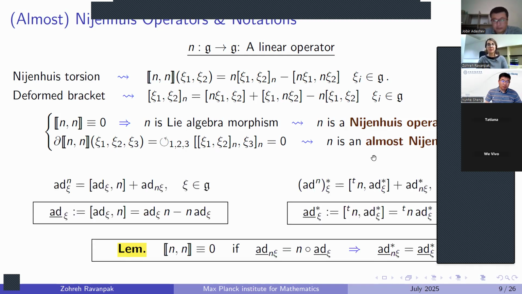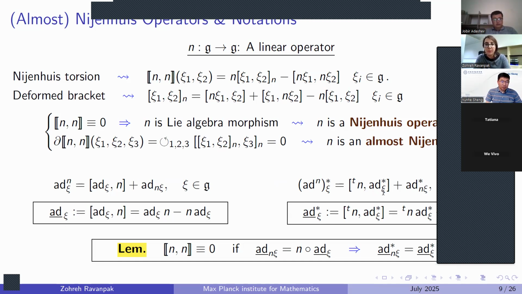I would like also to mention some notation that we will see during the talk. We can write the adjoint representation of the deformed Lie algebra in terms of this commutator of the linear map, the adjoint representation of the initial Lie algebra, and N, plus an extra term. For simplicity, I write this commutator by ad underline. So whenever we see ad underline, I mean the commutator of these two linear maps. And these here are just the coadjoint part.